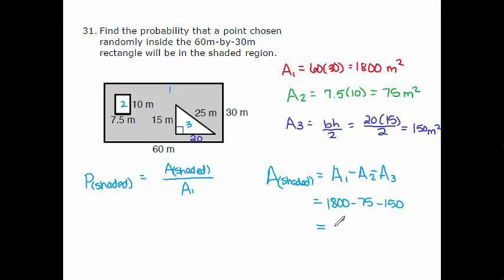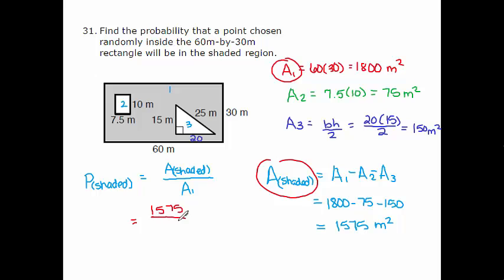And I'm left with 1,575 square meters. So now I have all of the information that I need in order to solve this probability. I need the initial area of the big rectangle, the area of the shaded region, and I can plug it in.